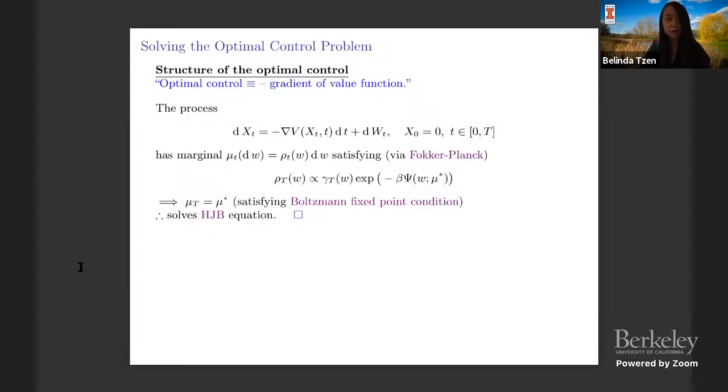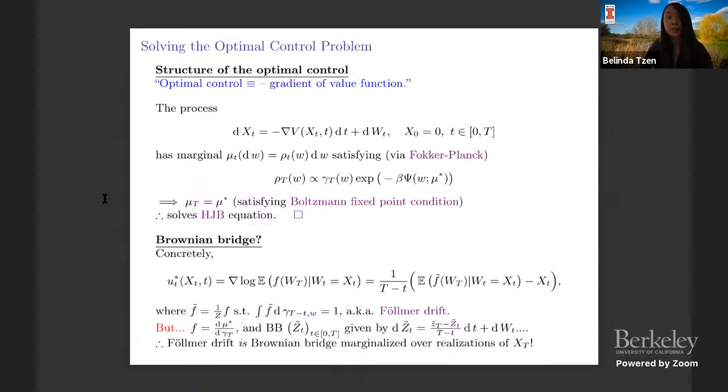And here it's a matter of, okay, now we have this candidate value function, and let's ensure that it satisfies all our necessary conditions. So if we plug in negative grad of the value function as our control, then we actually get that the marginal satisfies, via the Fokker-Planck equation, nothing other than our Boltzmann fixed point condition, which tells us that the terminal density is in fact that satisfying the Boltzmann fixed point condition, and therefore the whole thing solves the HJB equation, and we are done.